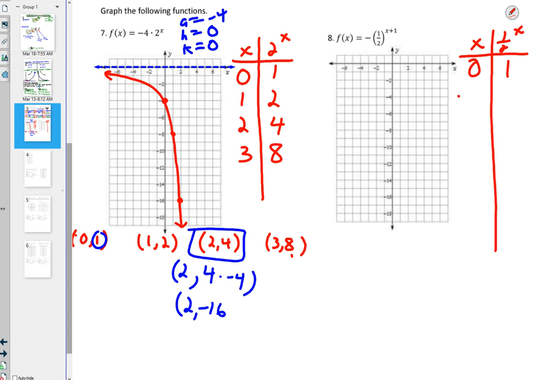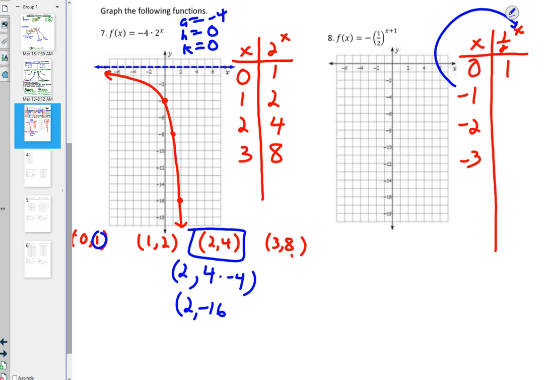Negatives. Yeah, I would pick -1, -2, and if I have enough space, -3. Let's say this one I should have enough space. The reason why I picked negatives, remember, these are exponential functions. Yesterday we went over properties of exponents. When I plug in this -1, it's going into the exponent.